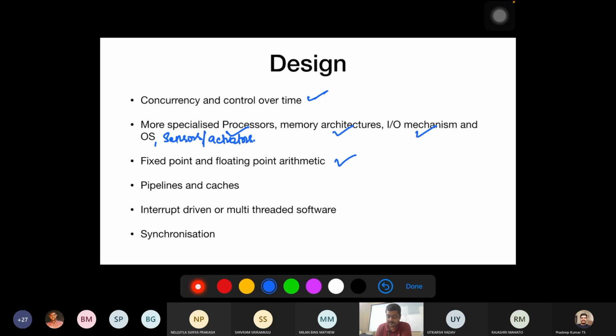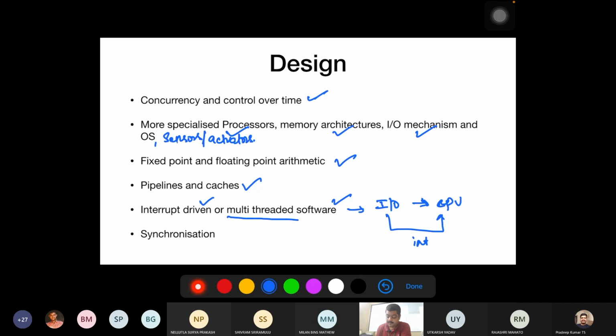So then our architecture should also have pipelining and caching. Caching, anyway, I'll come to that in the next topic. Interrupt driven or multi-threaded software. So interrupt driven means, for example, if any IO device needs a CPU, the IO device will place a request as an interrupt request. Once the CPU is free, the service of the CPU will be allocated to the IO devices. So this is what is generally interrupt driven.